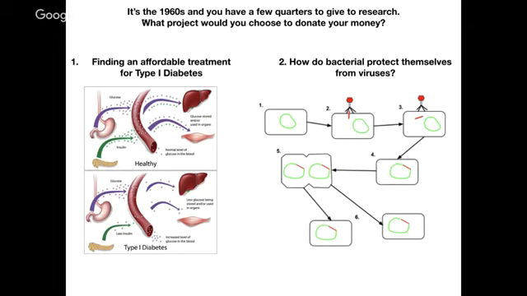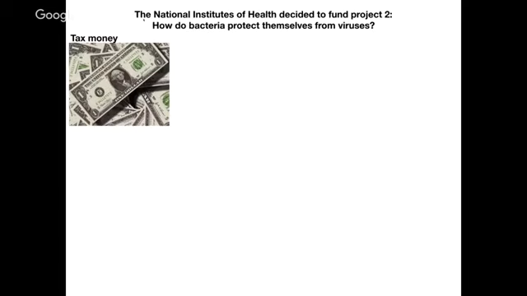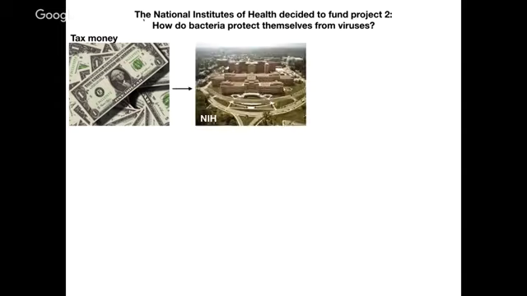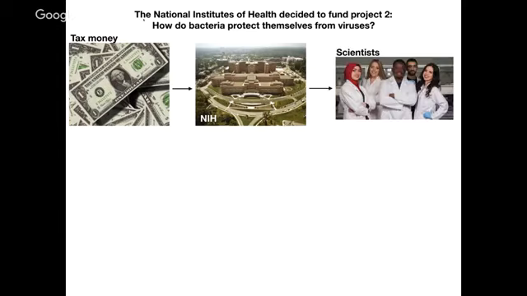Personally, I may think that I might donate to finding this affordable treatment for type 1 diabetes, considering what a devastating disease that was. But interestingly, in the 1960s, the National Institutes of Health, a government organization funded by tax dollars, took tax money, which was given to this organization, the NIH. And what the NIH does is it takes that tax money and then distributes it to practicing scientists to fund their research. So they give the money to the scientists.